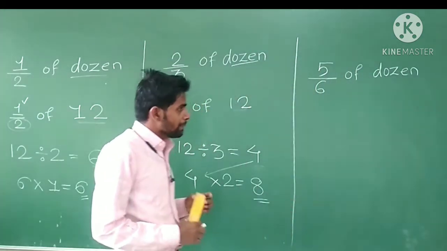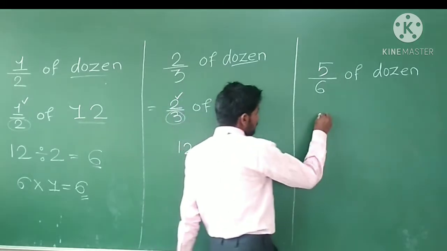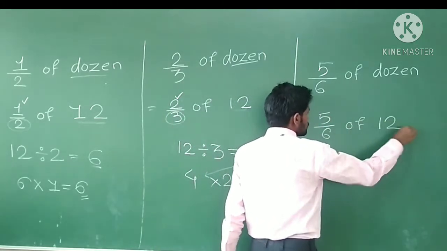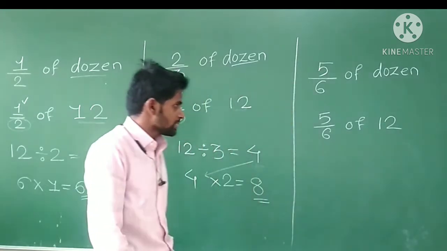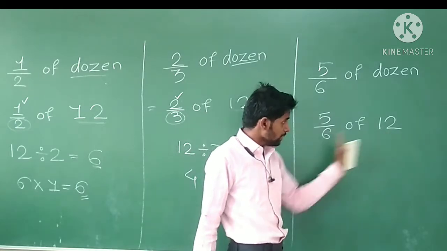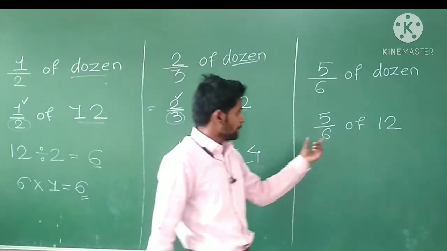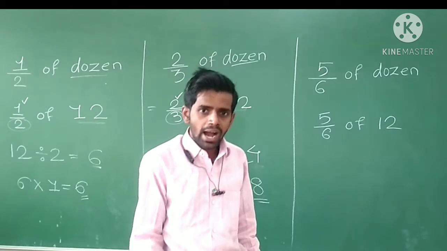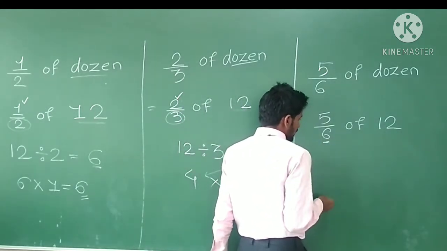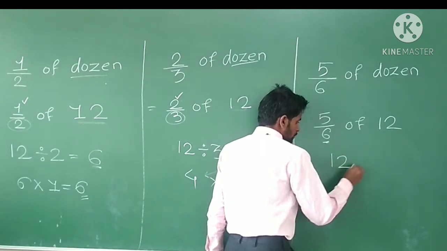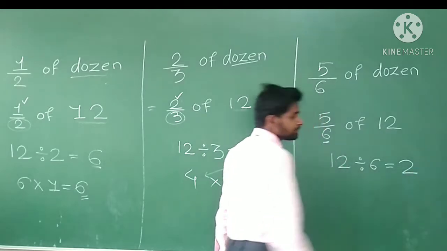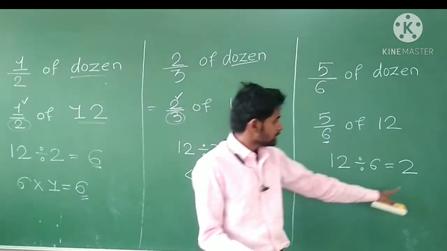First of all, we will replace the dozen by 12. Okay, so it is 5 by 6 of 12. Okay, everyone, 5 by 6 of 12. Now, we have to divide this 12 by 6 because the denominator is telling about the total number of parts. So we have to divide this 12 into 6 parts. So 12 divided by 6, you will get 2.